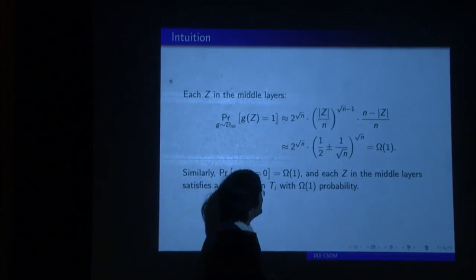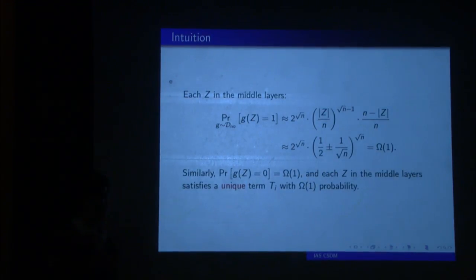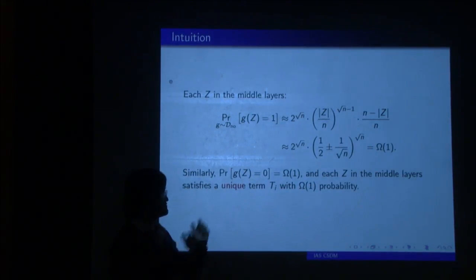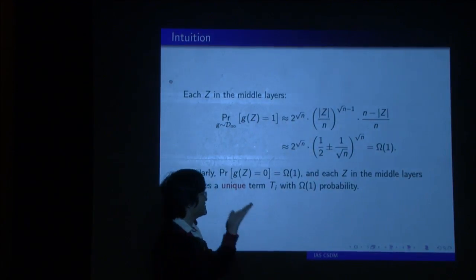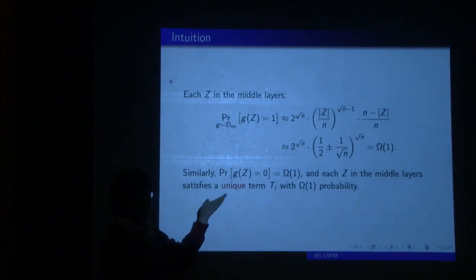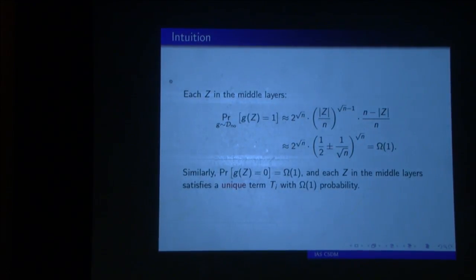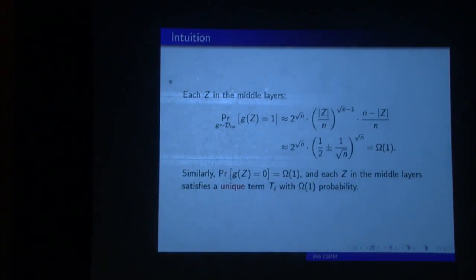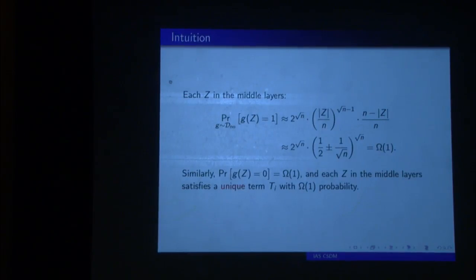Okay. And this way you can say, okay, a typical point in the middle layers, if you draw a function, it's 1 with probability constant. You can also show that it's 0 with probability constant. And you can further show that the probability it satisfies a unique term is also a constant. Okay. Now I want to use the board just to say a little bit like what I think about this in a picture. I did not have enough time to draw this on my slides.